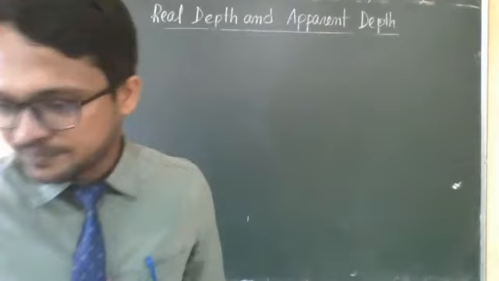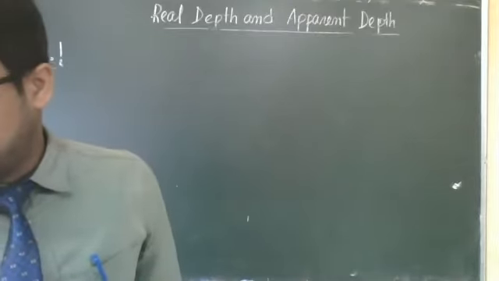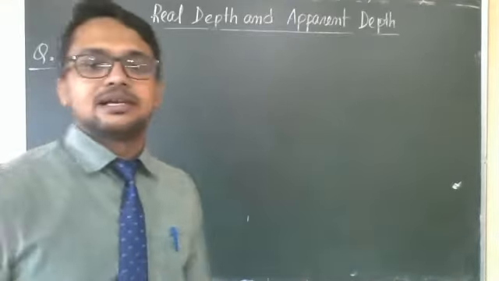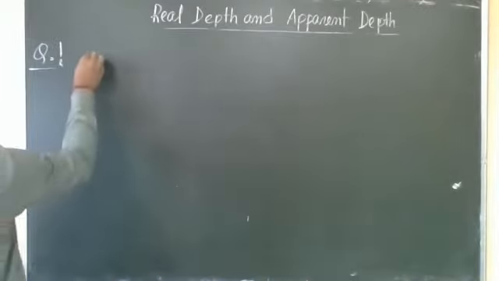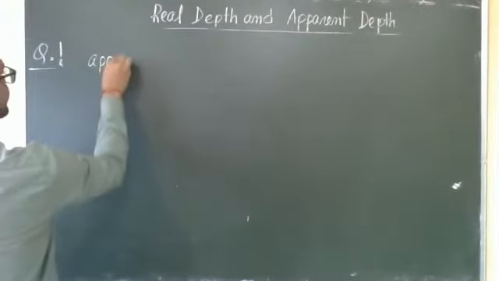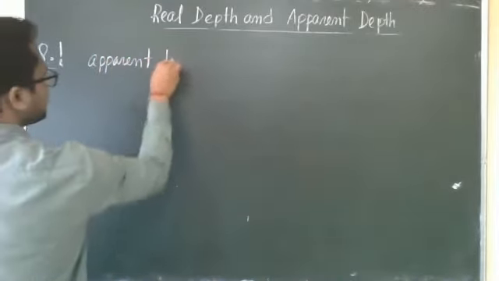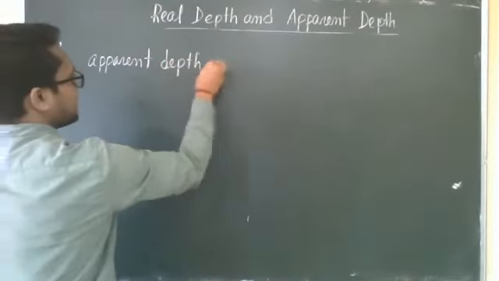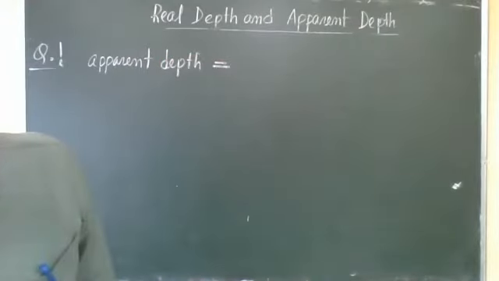Question number 1. The question is, a water pond appears to be 2.7 meter deep. Appears to be means apparent depth is given. Given that apparent depth equal to 2.7 meter.